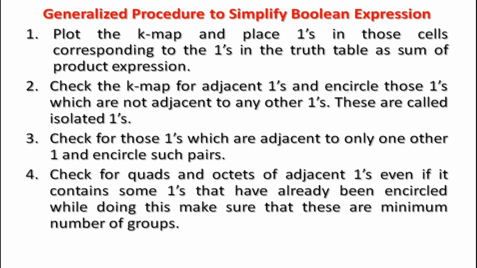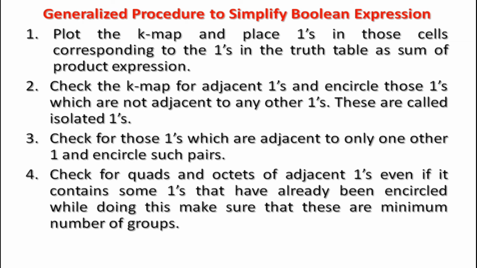The fourth one is to check for quads and octs of adjacent ones, even if they contain some ones that have already been encircled. While doing this, make sure that there is a minimum number of groups. So here we have to always think of the maximum groupings. It can be octs, quads or pairs. A pair consists of two ones, a quad consists of four ones, and an oct consists of eight ones.